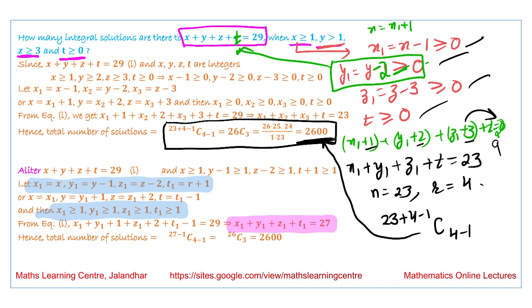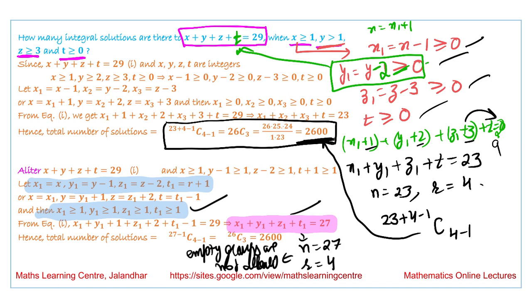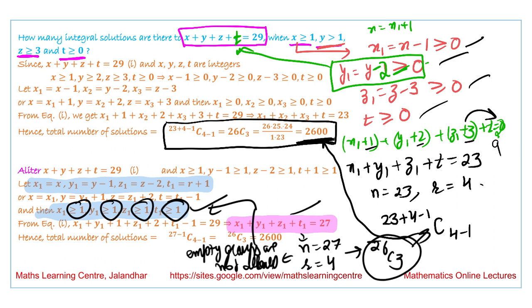So the total number of ways in this particular case, the value of n is 27, the value of r is 4, and we are talking about the case where empty groups are not allowed, because the values now are greater than or equal to 1 in all these cases. So the answer we obtain is 26C3, the same answer we obtained in our previous case. So it is up to you how you want to solve these kinds of problems.